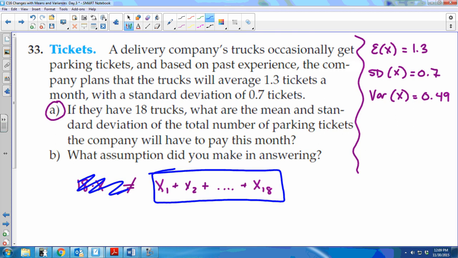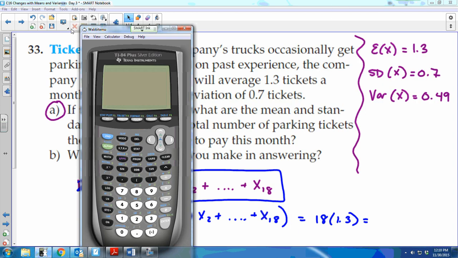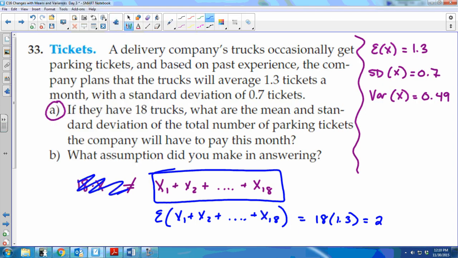If I'm going to find the expected value, then I'm going to find the expected value for the 18 added together. Because of algebra, there's a simple way to do that. I don't have to actually go through and do 1.3 plus 1.3 plus 1.3 18 times. That's the same thing as 18 times 1.3. I get that. That's why I'm making a clear distinction about which way we're thinking about it, because of how it's going to affect the variance part in a second. So we have 18 times 1.3, which is 23.4. So in a month, they're going to average 23.4 tickets.